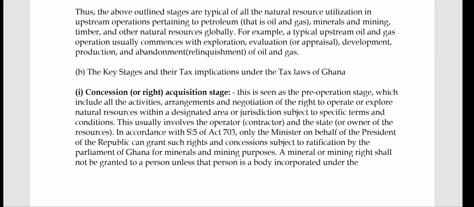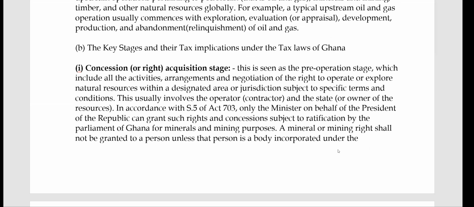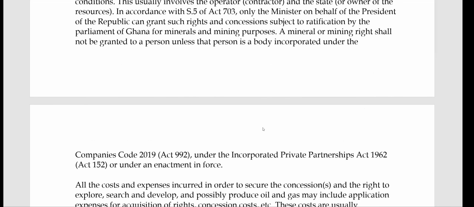Okay, so when you go to Section 5 of the Minerals and Mining Act, only the minister on behalf of the President of the Republic can grant such rights and concessions, subject to ratification by Parliament. So a mineral or mining right shall not be granted to a person unless he's a body corporate under the Companies Act, or under the Incorporated Private Partnership Act.